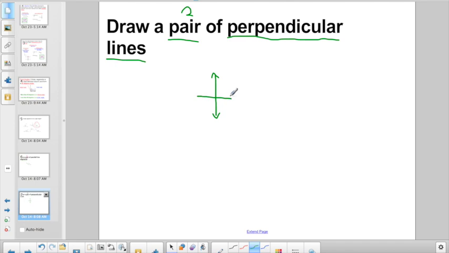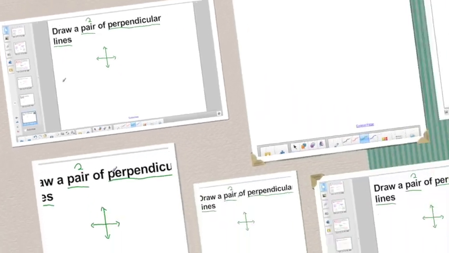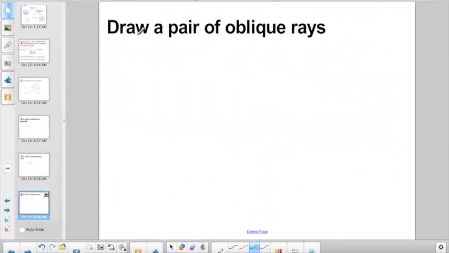It can look many, many different ways. This is kind of subjective. What you need to make sure is that you have two for a pair, that they are perpendicular, and that you are using lines. On this one, draw a pair of oblique rays.